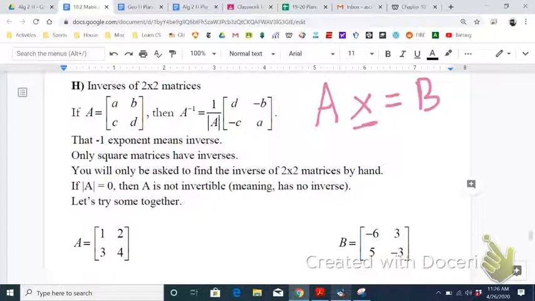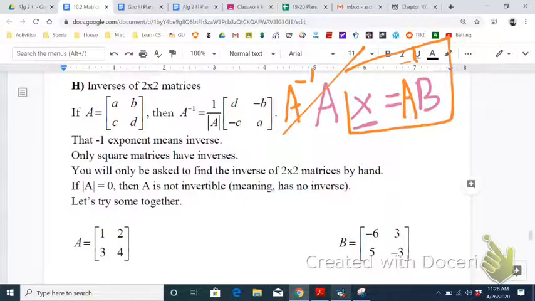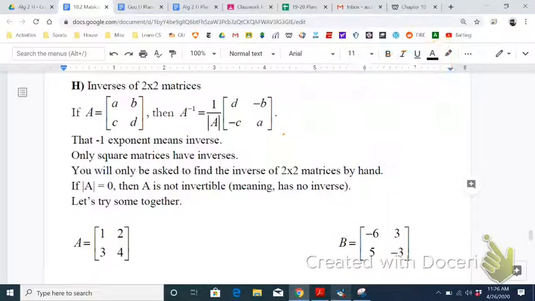Well, instead of dividing by matrix A, we would multiply both sides by the inverse of matrix A, and that will cancel out that matrix, and we could figure out what matrix X would be. Okay, so that's why we're learning about inverses. It's to solve matrix equations. Now, inverses you could do on the calculator, but you should know how to find it by hand for a 2 by 2. It is useful to know.